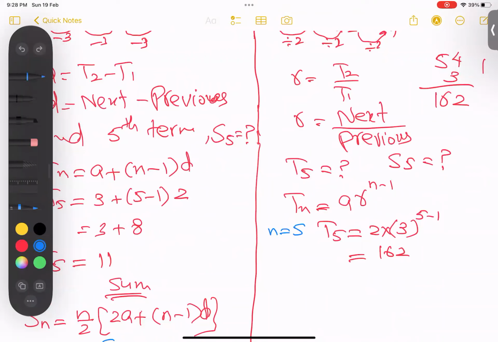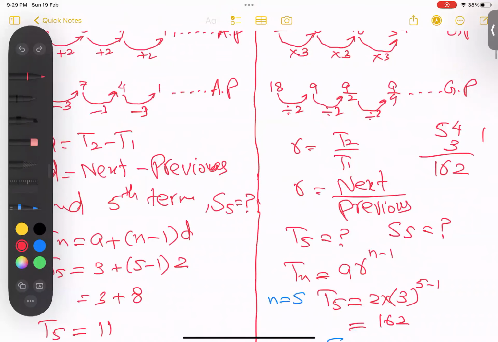Now I talk about sum. The examiner is asking us, please find the sum of the 5 terms. Although I can find it manually, but no. My task is to teach you formula and manually, so you can understand both. Get ready. First of all, formula.